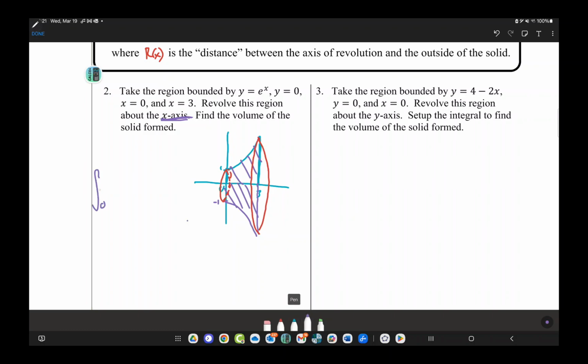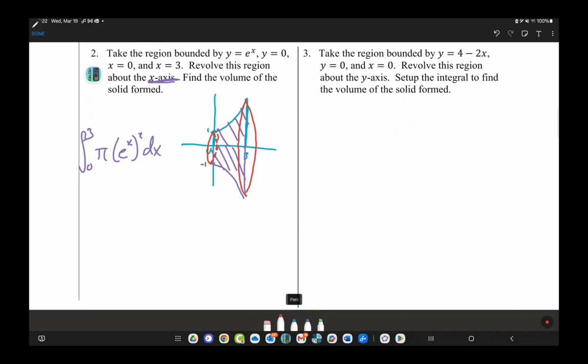We're integrating from 0 to 3 for my bounds for my x. My function is just e to the x, so e to the x squared dx. All right, no calculator. Now, with pi, we can bring the pi out because it is just a constant. e to the 2x dx. How would we do the integral of this?